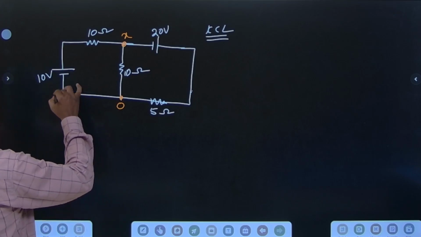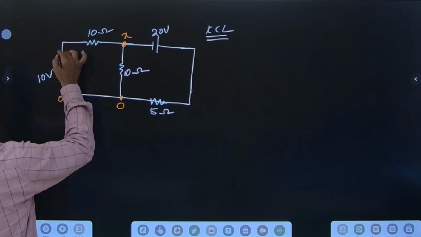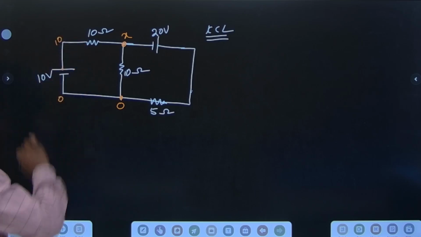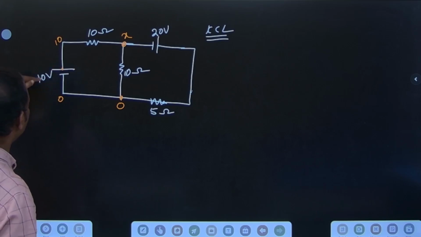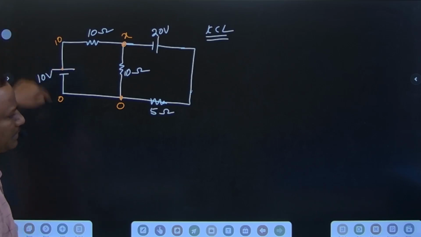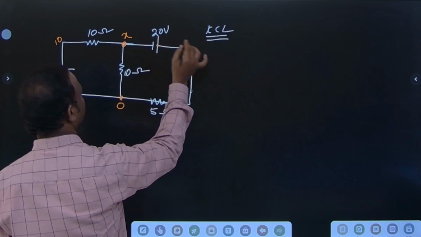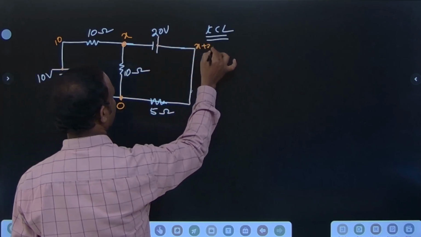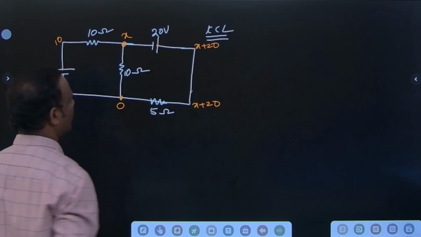From 0, 10 will be added. What will this be? It's 10, 0 plus 10. If it is, for example, minus, from 0, 10 will be deducted: 0 minus 10. Here x, 10, 20 will be added. x plus 20. This one is also x plus 20.